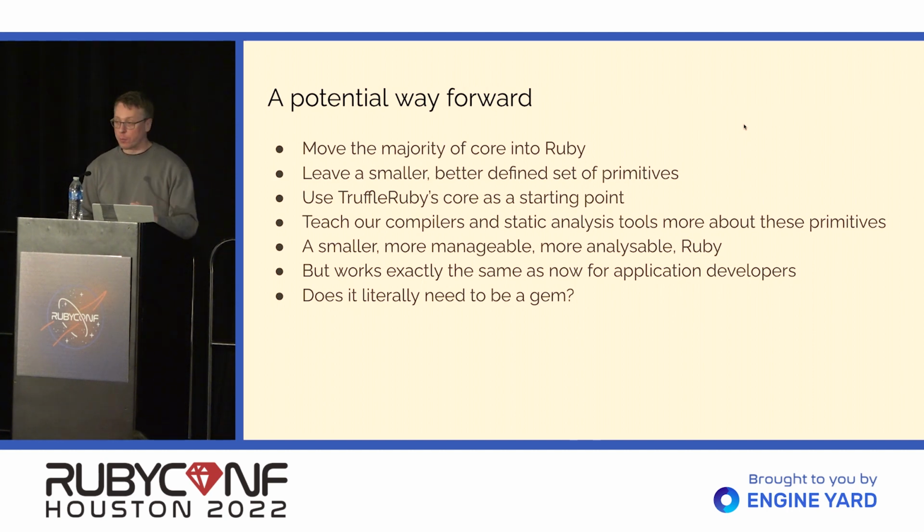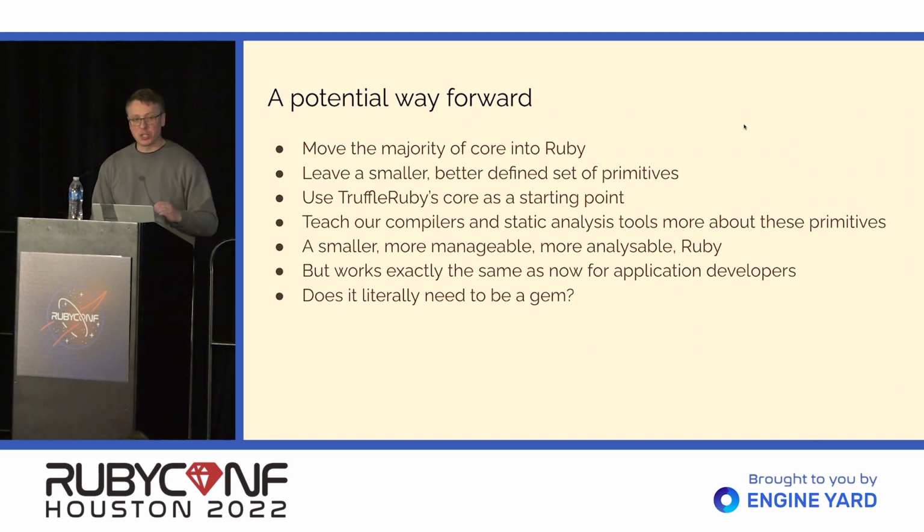We could use TruffleRuby's substantial core as a starting point. We could teach our compilers and our static analysis tools, like our typing tools, our RuboCop, and things like that, more about these primitives, and then let it understand the rest of the Ruby code as it would your user code. This would give us a smaller, more manageable, more analyzable Ruby. But it works exactly the same as now for application developers. If you're just worried about using Ruby, you don't need to worry about it. It would work the same as before.